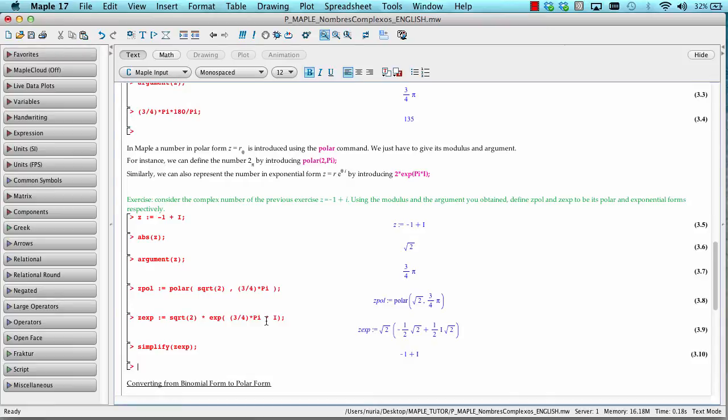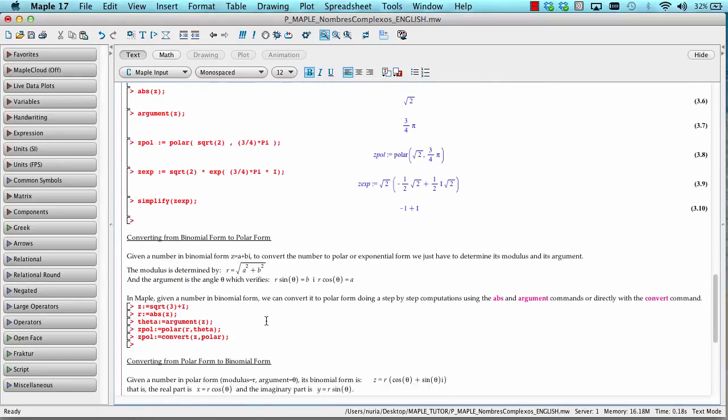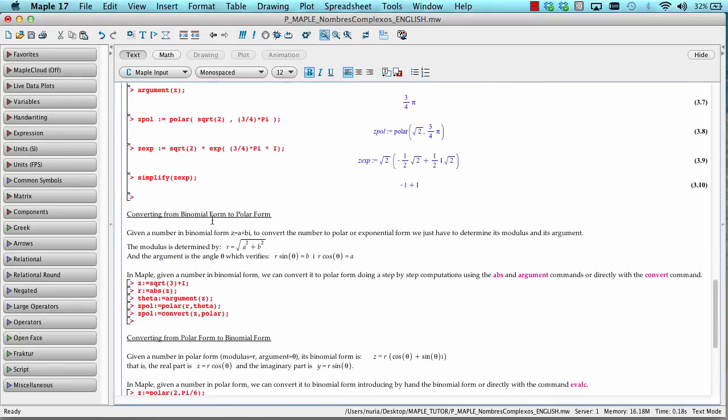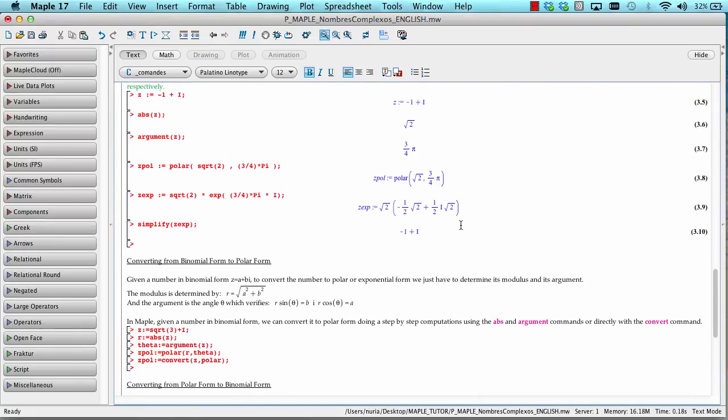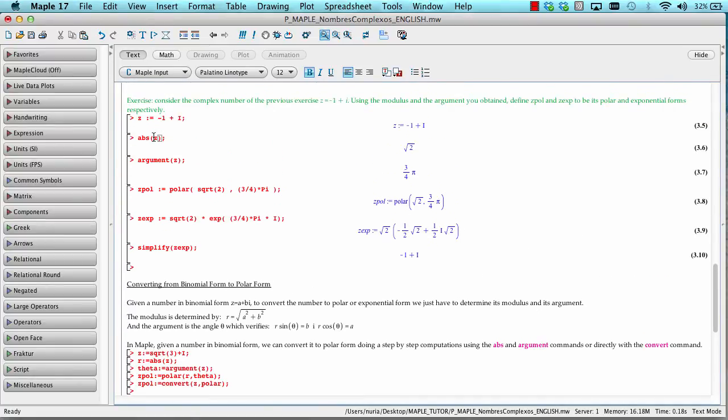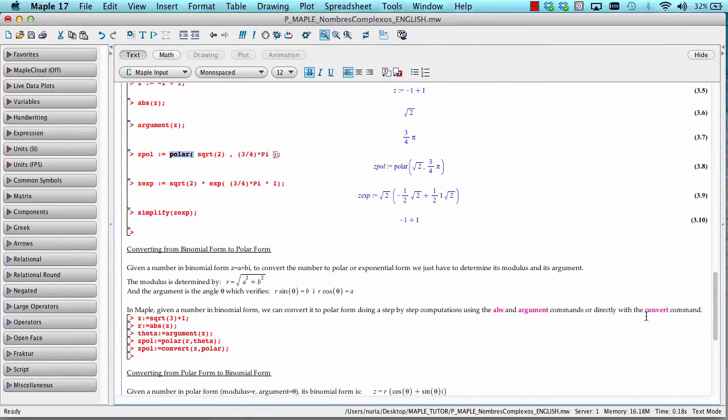Now, you know how to introduce a number in binomial form, also in polar form and exponential form. Let's see how to convert from one to another. Converting from binomial to polar. We've seen that we can do this by using the abs and argument commands, since, like we've done here, we compute the modulus, the argument, and we use the polar command. But you can also use the convert command, which directly converts a number in binomial form to polar.